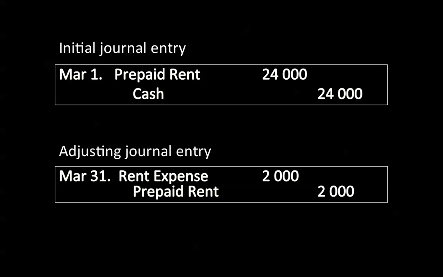So we'll take a look at the initial journal entry again, and below that the adjusting journal entry, which is for March 31st, debiting rent expense $2,000 and crediting prepaid rent $2,000.